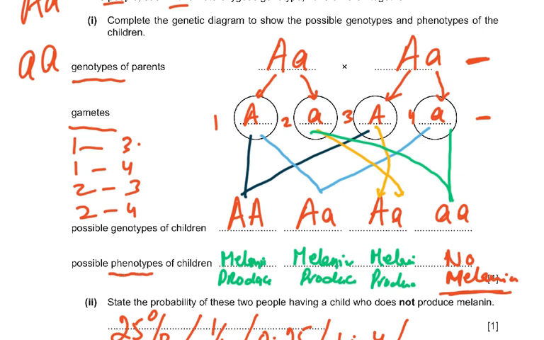Then phenotypes means the physical features. Will they be brown eyes? That's a physical feature. Will they have this blood group? That's a physical feature. Genotype is always written with letters. So melanin produced, but not produced here in this case, because it was in the question that they will have this condition which does not produce any melanin.